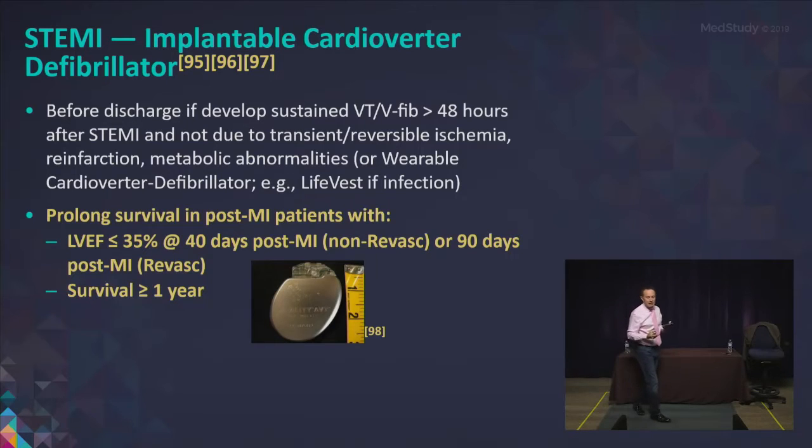If they can't get an ICD for some reason, then we do have another option, and that is the life vest. Especially, the guidelines mention, if they have an infection that developed, like maybe they got a urinary infection or some other infection that you're treating, and you don't want to put an ICD in now because it'll get infected, then think about the life vest.